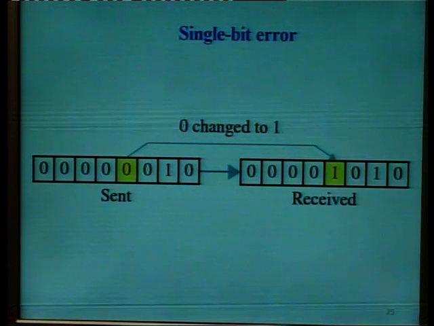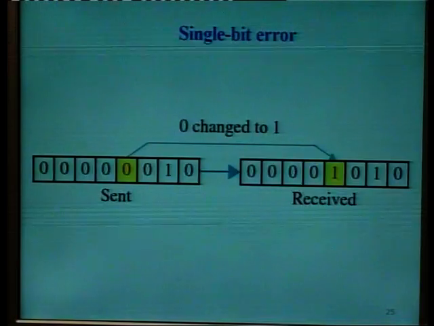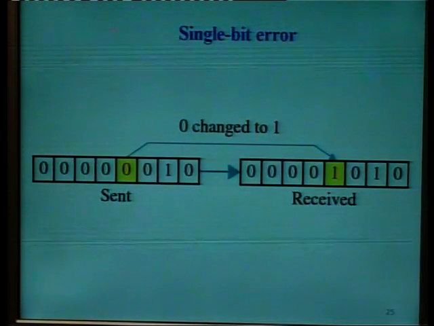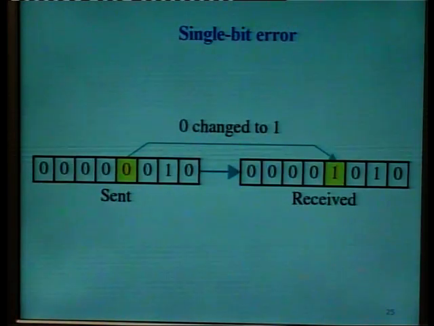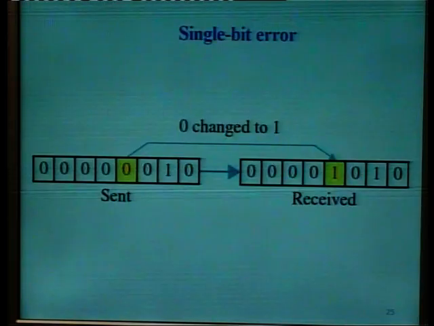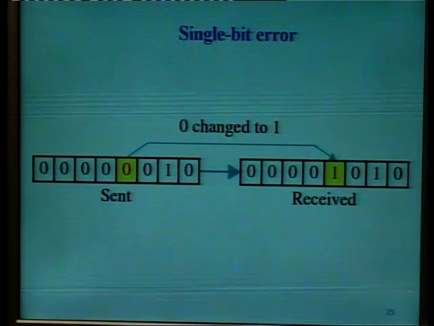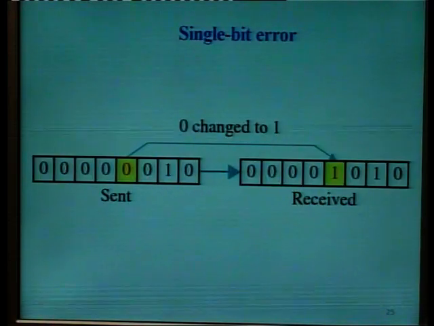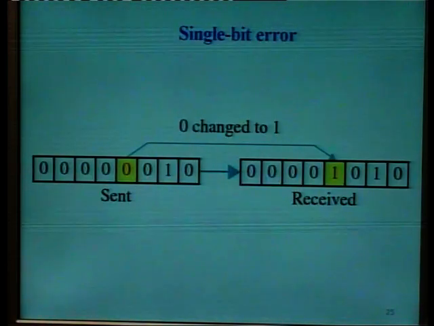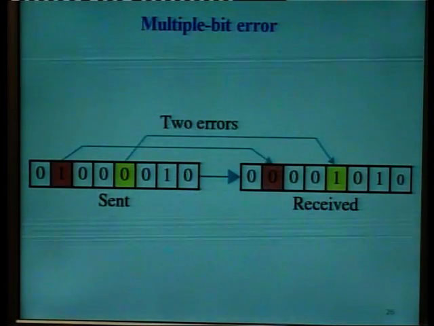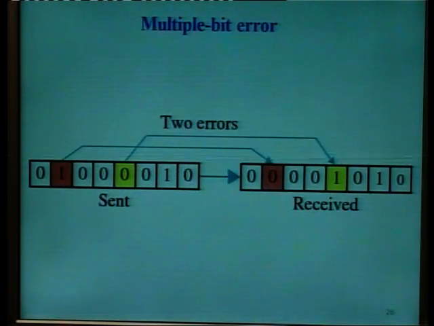If the original bit was 0, now it has become 1. If the original bit was 1, it should have become 0. Only then will there be a single bit error, because in case of binary, there are only 2 states: one is 0, the other is 1. So a single bit error will always occur if a bit is changed from 0 to 1 or from 1 to 0. In case of multiple bit error, more than one bit has changed.